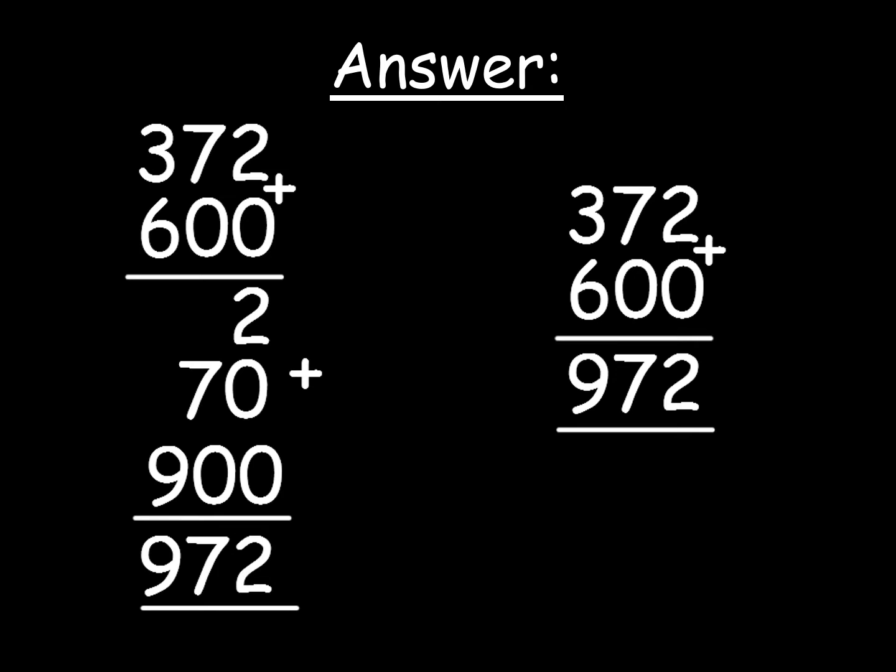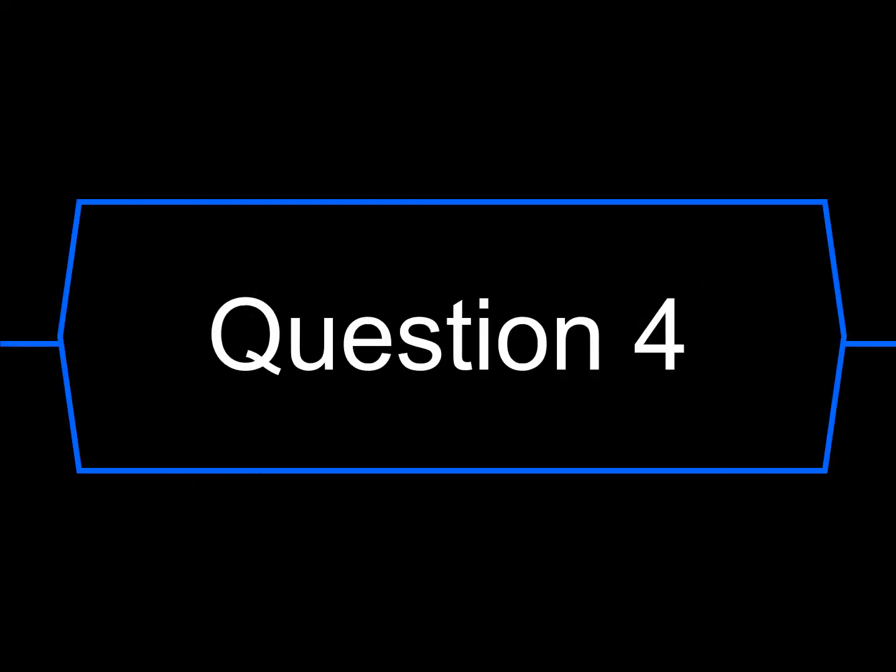And then we look at the hundreds column. We know the value of the 3 is really 300. The value of the 6 is really 600. So 300 add 600 equals 900. We then could have added all our three answers together, which would have totalled 972. Some of you now can do it the quicker and simpler way, which is on the right hand side. It gives us the same answer. Question 4.